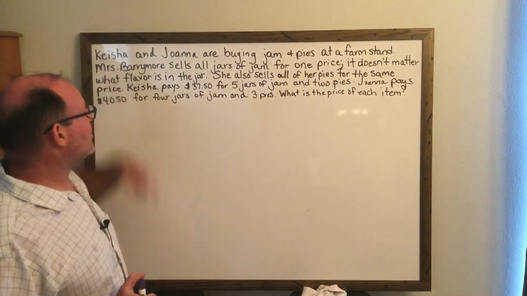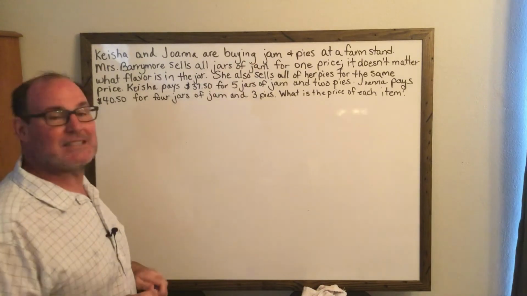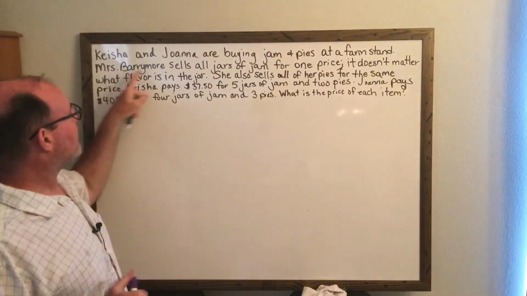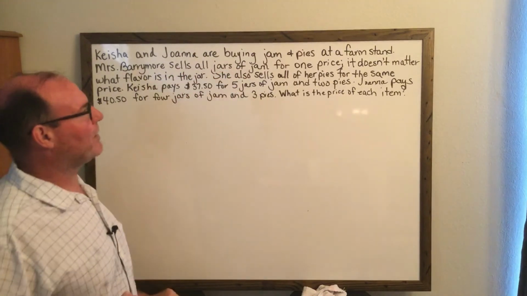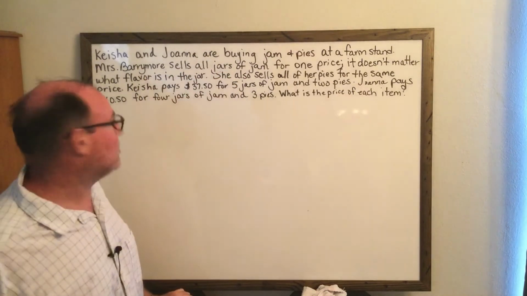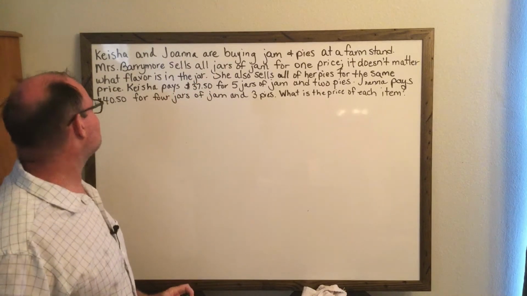So we've got Keisha and Joanne. They're really hungry, and they are buying jam and pies at a farm stand. Mrs. Barrymore, who is selling this stuff, sells all the jars of jam for one price. It doesn't matter what kind of jam you buy from her. She also sells all her pies for the same price.